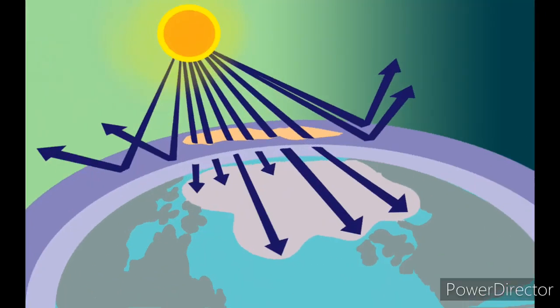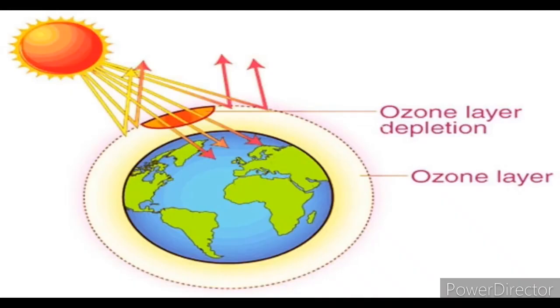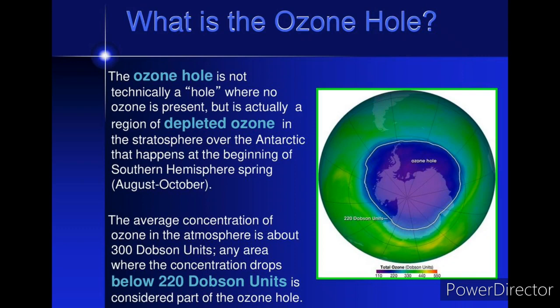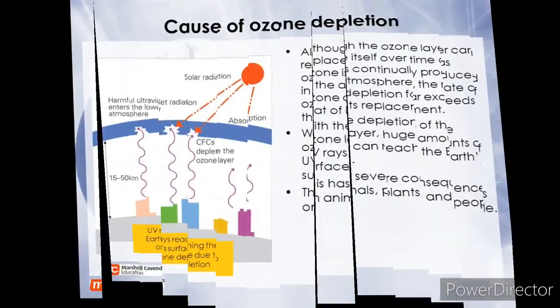What is the ozone hole? The ozone hole is not technically a hole where no ozone is present, but is actually a region of depleted ozone in the stratosphere over the Antarctic that happens at the beginning of southern hemisphere spring, August to October. The average concentration of ozone in the atmosphere is about 300 Dobson units. Any area where the concentration drops below 220 Dobson units is considered a part of the ozone hole.